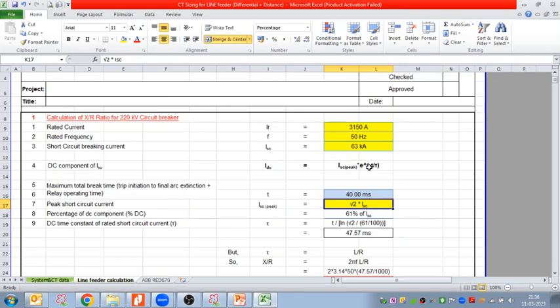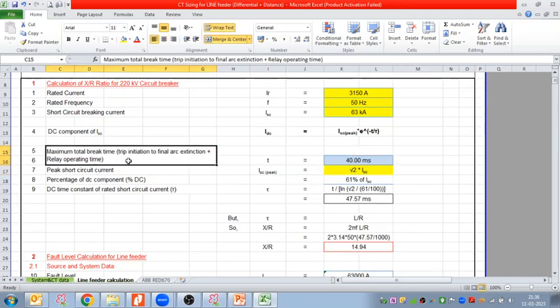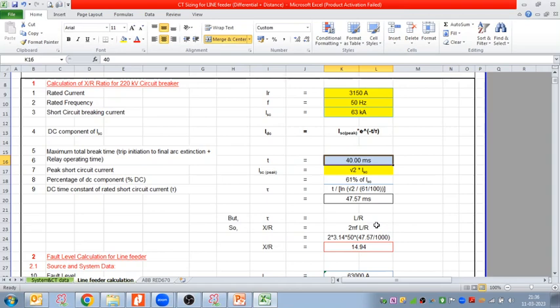So T is my circuit breaker opening time, that is how much time is required to open the circuit breaker. Maximum total break time is trip initiation to final arc extinction plus a relay operating time. So we can see what relay we are taking and what is that relay operating time, plus the circuit breaker opening breaking time. Here we can add both.